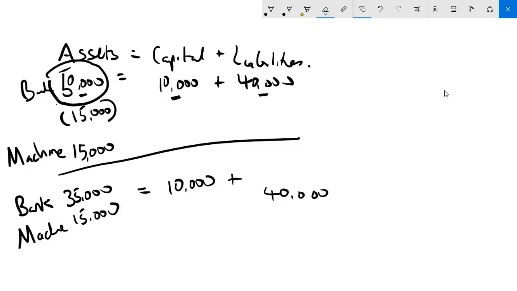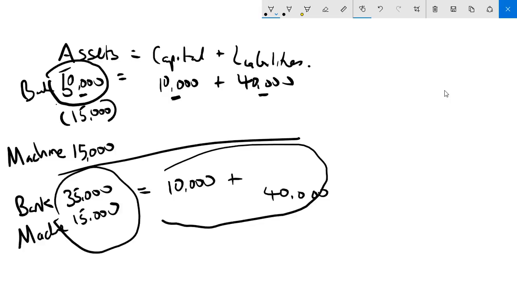Right, and this, of course, is equal to all of this. And you can see the equation remains balanced. So we've bought a machine, and we could have bought a house. It doesn't really matter. The key point is that we have used the money in the bank to acquire something we need for the business.